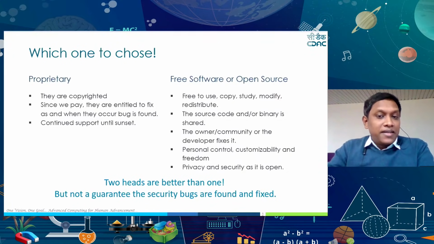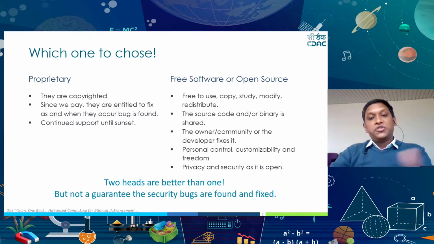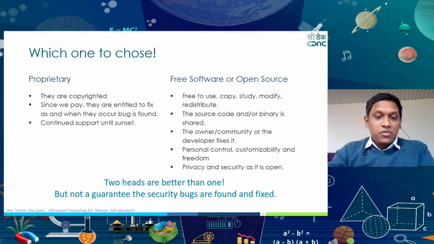When we buy proprietary software, it's very unlikely that someone will share their source code with us. That creates a dependency on the organization or company which is selling the product to us. Whereas with open source or free software, we are free to use it, modify it, customize it to our need, and even redistribute it, depending upon the license under which the software was distributed for download.